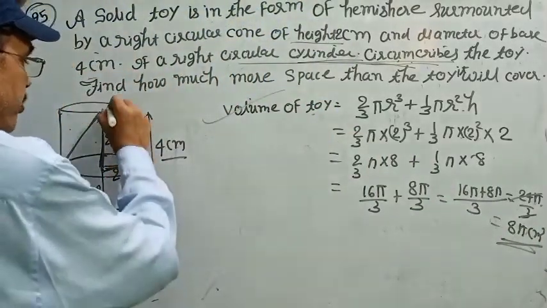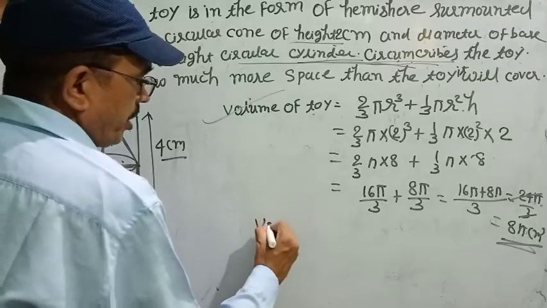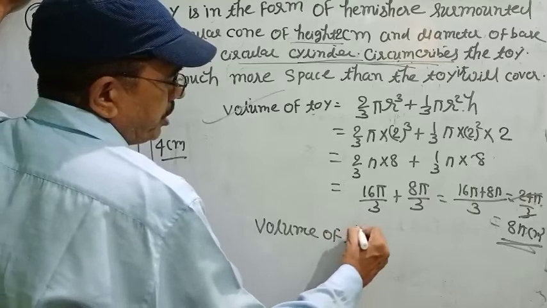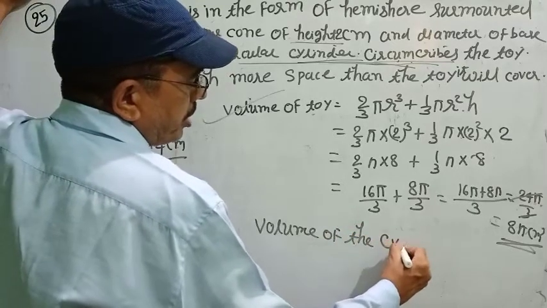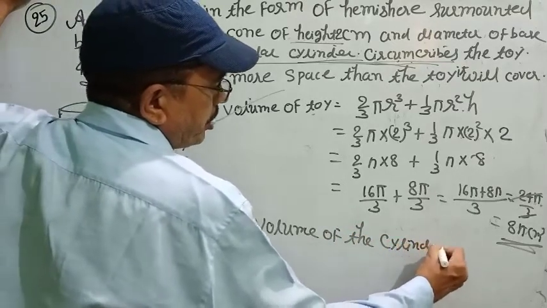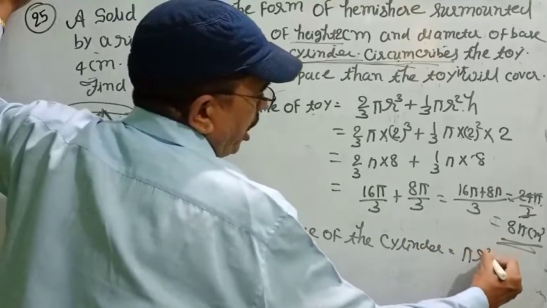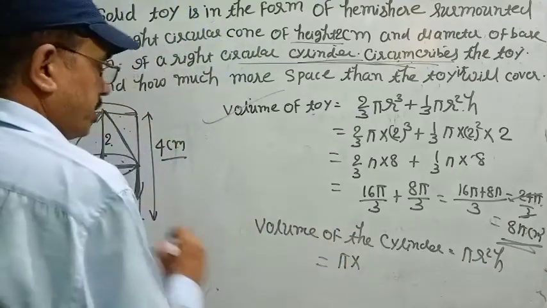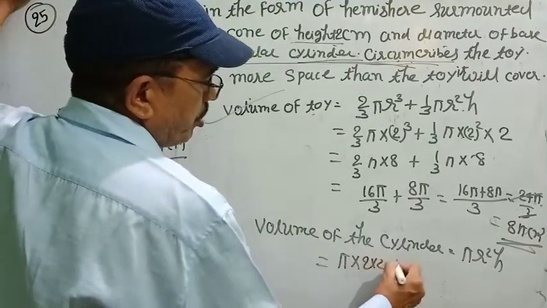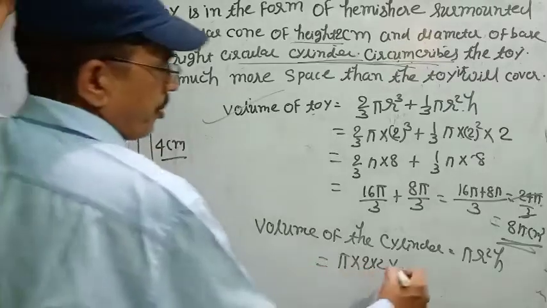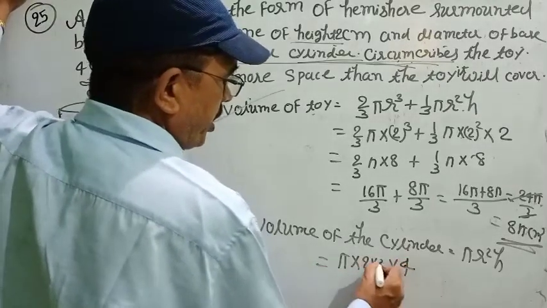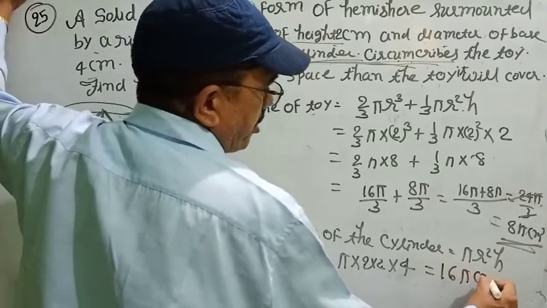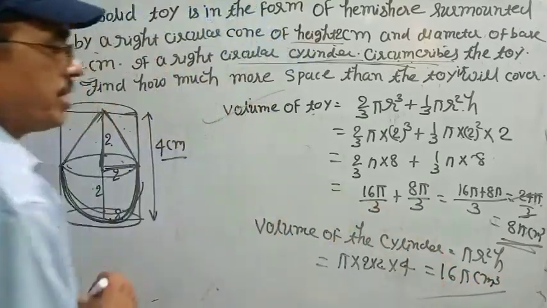Now your question, what is the volume of the cylinder? So we write volume of the cylinder is equal to pi r square h, and here is pi. What is r? That is 2 into 2. What is h? That is 4. Then 4 times 4 is 16, that is 16 pi centimeter cube. It is the volume of the cylinder.